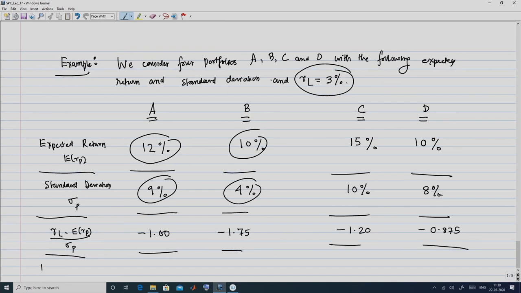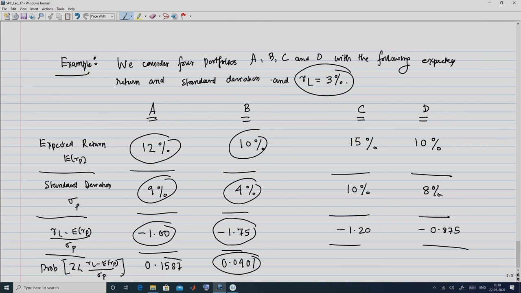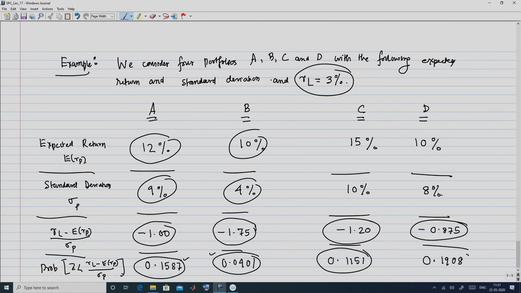So, now what is going to be the probability? We will now calculate the probability of Z being less than RL minus ERP over sigma p. What is the probability that Z is less than minus 1? This probability from the table turns out to be 0.1587. The probability that Z is less than minus 1.75 is 0.0401. As you can see, this is smaller than the first one because minus 1.75 is to the left of minus 1.00. Then for minus 1.20, you will expect that it will lie between these two, and it turns out that this is 0.1151, and for the last case you will have 0.1908. Now you remember that the Roy safety criteria basically means that we look for the minimum of this probability, and the minimum is going to be this one.